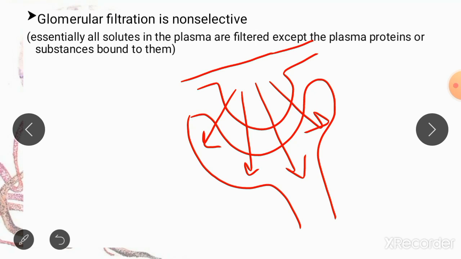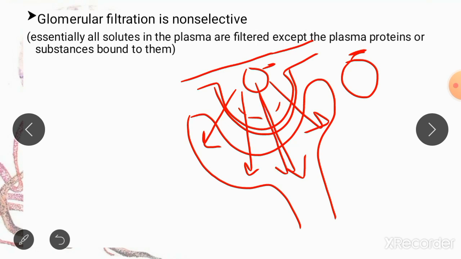Why? Because we have already discussed this. Your plasma proteins are very large in size, and they also have a negative charge, and our glomerular membrane is also negatively charged, so these large plasma proteins are repelled by the negative charges of the glomerular membrane and cannot filter from the glomerulus into the Bowman's capsule. So everything present in the blood except your RBCs and your plasma proteins, and anything bound to plasma proteins such as ions and drugs, is filtered. Apart from these, everything else is filtered non-selectively.